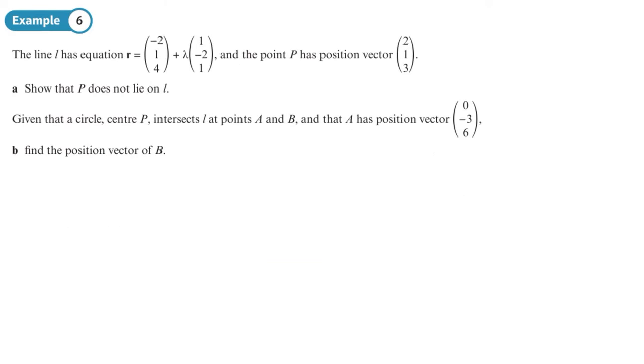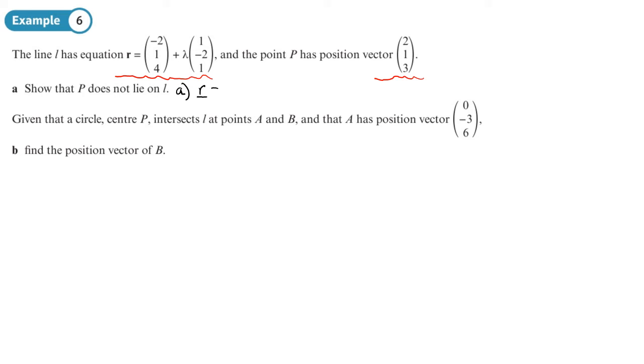So we've got a line that's got this equation here, and we've got a point P with this coordinate. Show that P does not lie on L. Now, if we're going to do that, what we need to do is to show that there isn't a value of lambda that we can find where we get the coordinate 2, 1, 3.